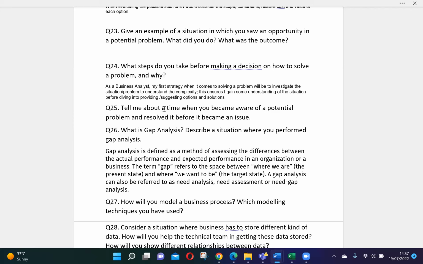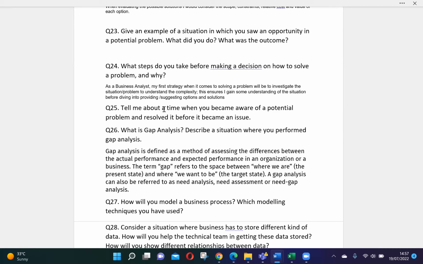How will you model a business process? Which modeling techniques have you used? So you model a business process using BPMN. Which modeling techniques have you used?